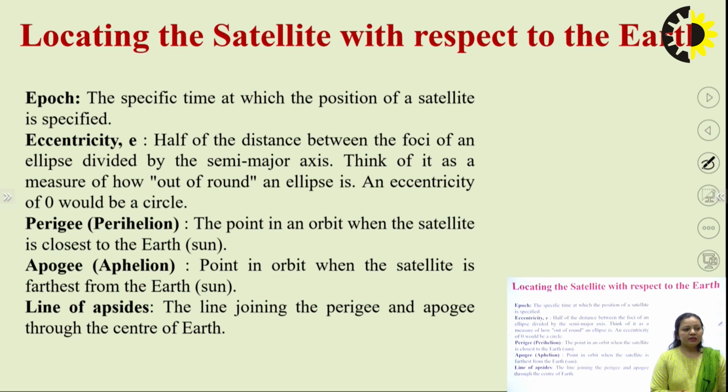Next is the perigee, or we can say the perihelion. It is the point in an orbit when the satellite is closest to the earth. Like in the previous slides, I have shown a GIF in which we have seen the point which is closest to the earth, we call it the perigee.